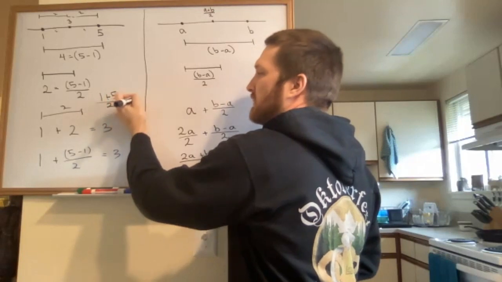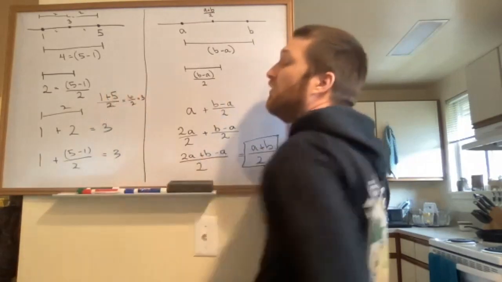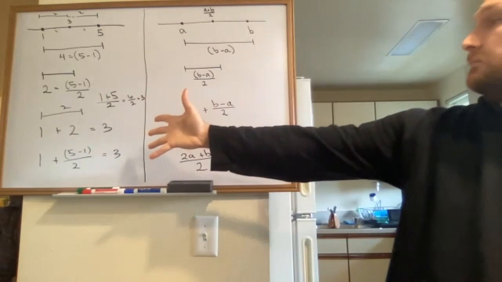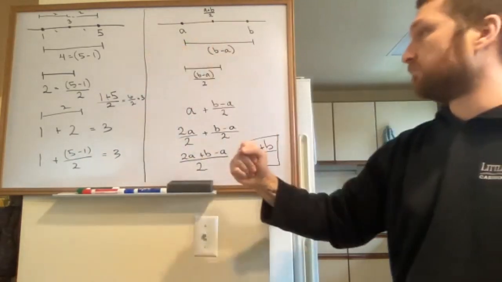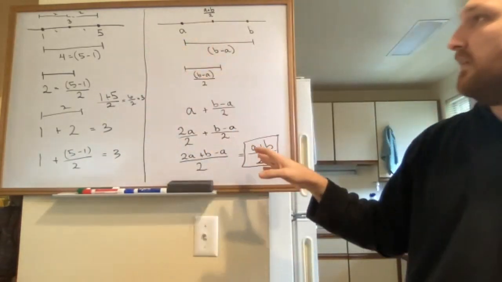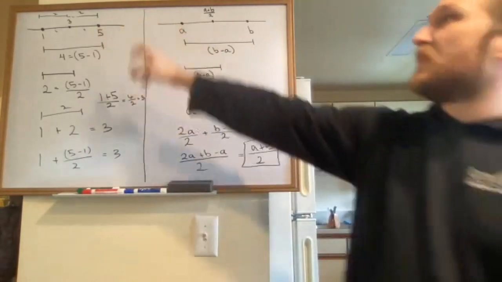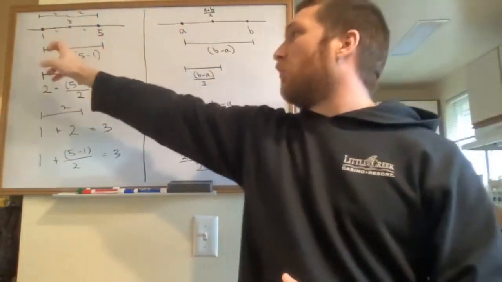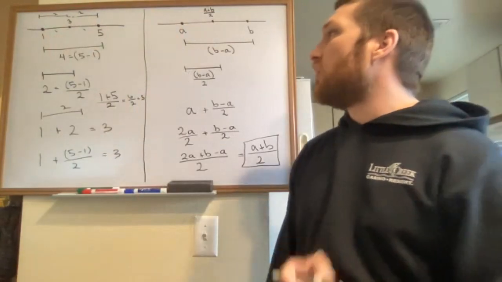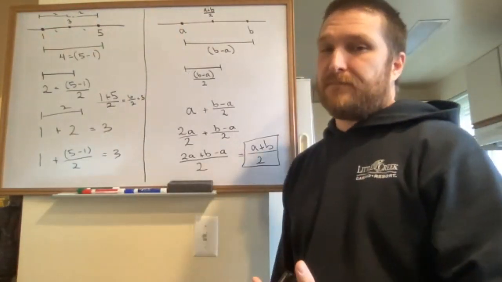6 divided by 2 is indeed 3. Look at that. It works. We end up getting the same thing. 3, another way of saying that is 3 is the average of 1 and 5. So the midpoint is the average. It means the same thing.